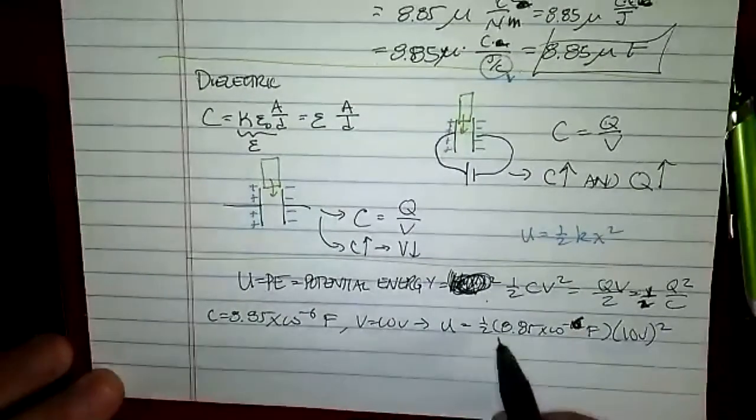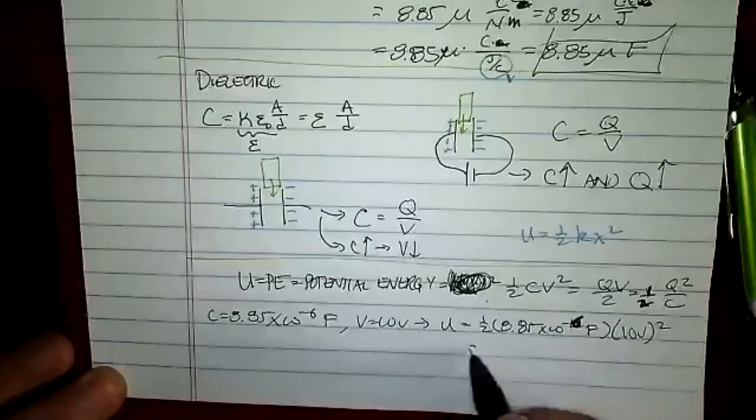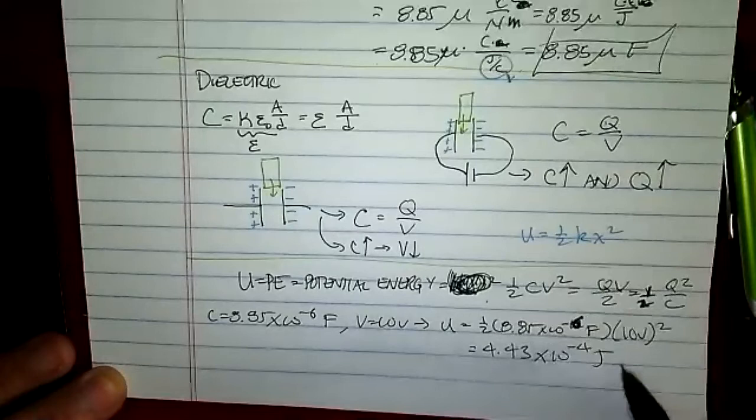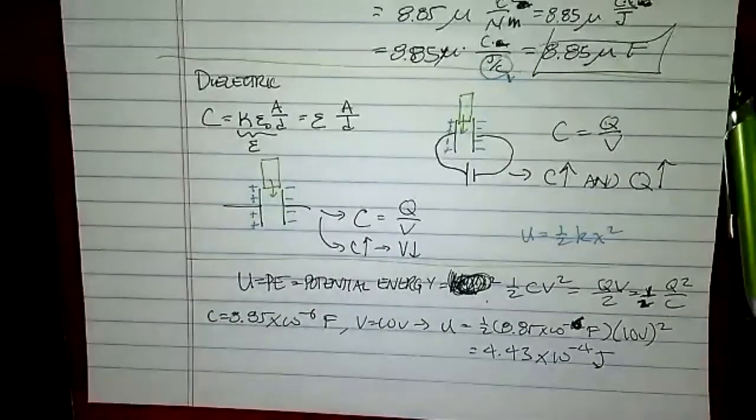I think you can see this is going to become 4.43 times 10 to the negative 4th joules. So that's how much energy would be stored in that capacitor that I made earlier, the size of a soccer field with a 1 centimeter distance between them. If I put it on a 10 volt battery, it would actually store basically 10 to the negative 4th joules.